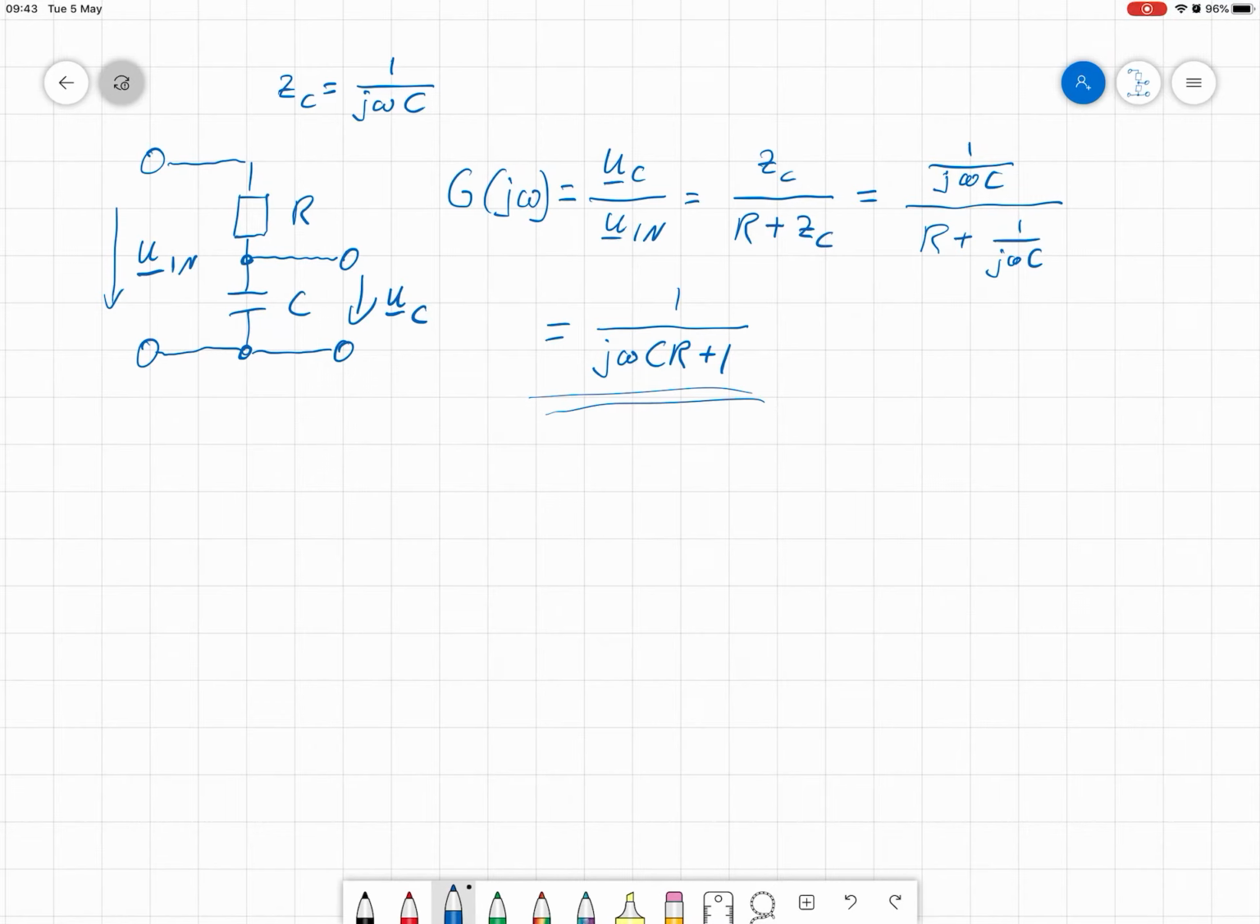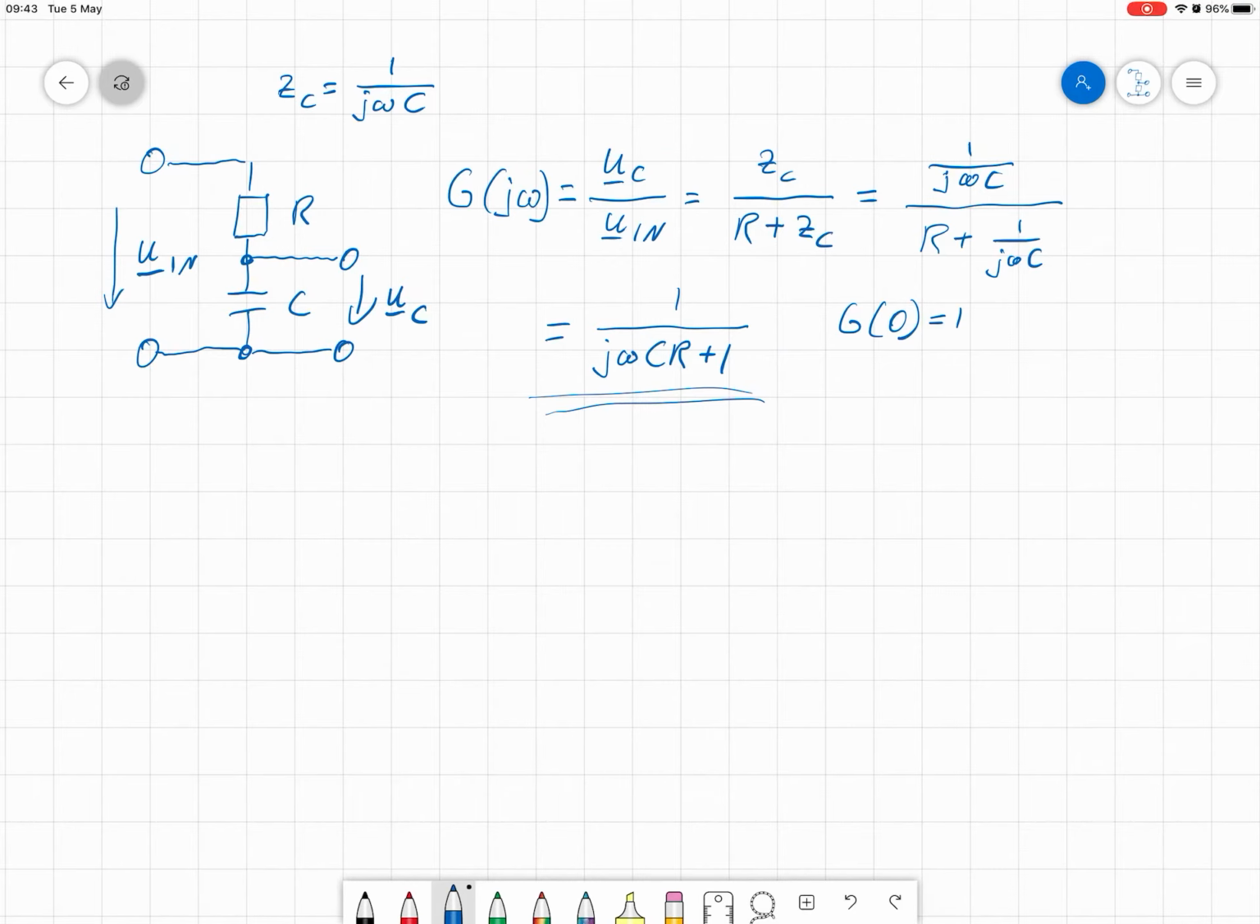If we look at this function, we can see that it clearly depends on the frequency omega. If we have a low value of omega, say 0, we are applying DC voltage to it, this becomes 1, because the omega disappears and the whole term disappears. So G of naught is 1. DC passes through this filter.